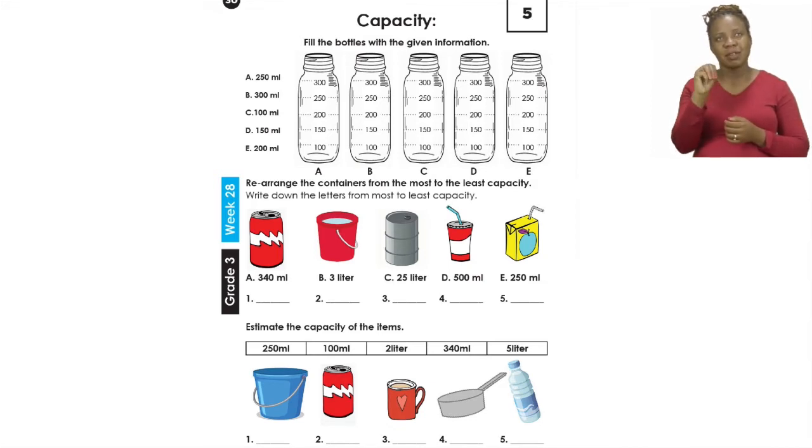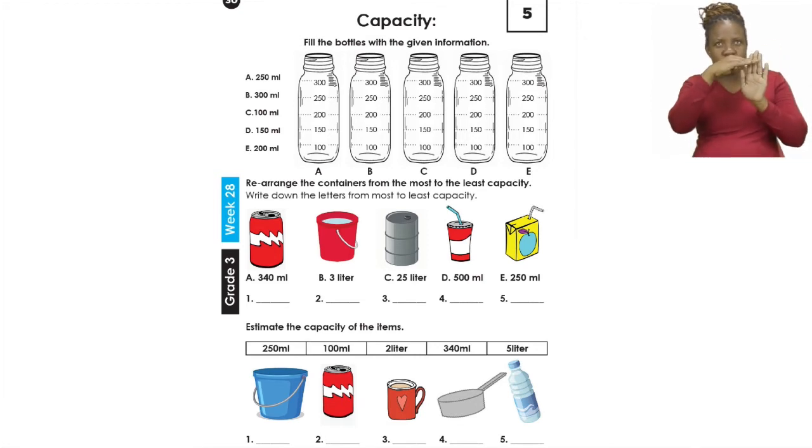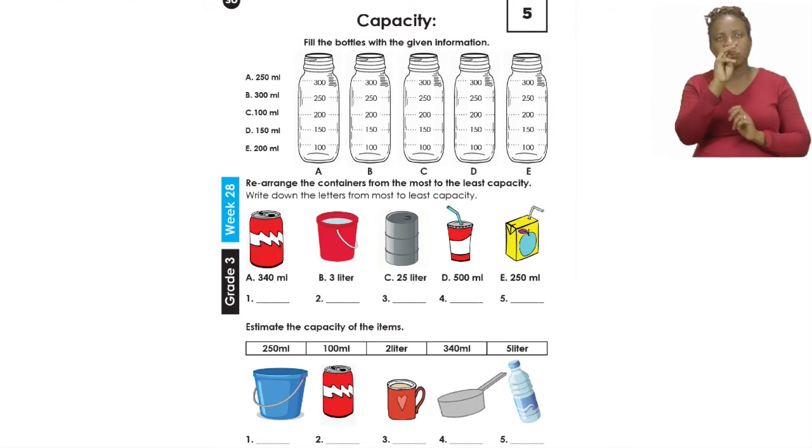So now we know that the bottles are measured in milliliters. So now you have to look at each letter and match it with each bottle, and then you color in the amount or fill the bottles by coloring the amount allocated next to each number. So I'm going to help you and do A with you. So let's quickly have a look. A must be filled up to 250 milliliters.